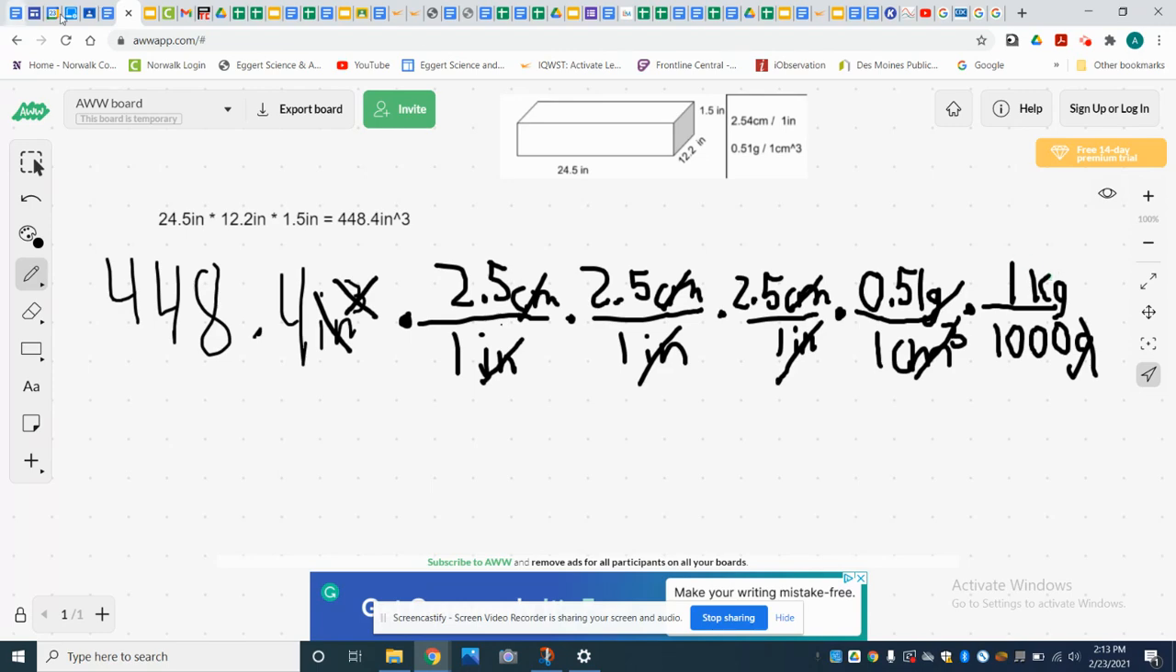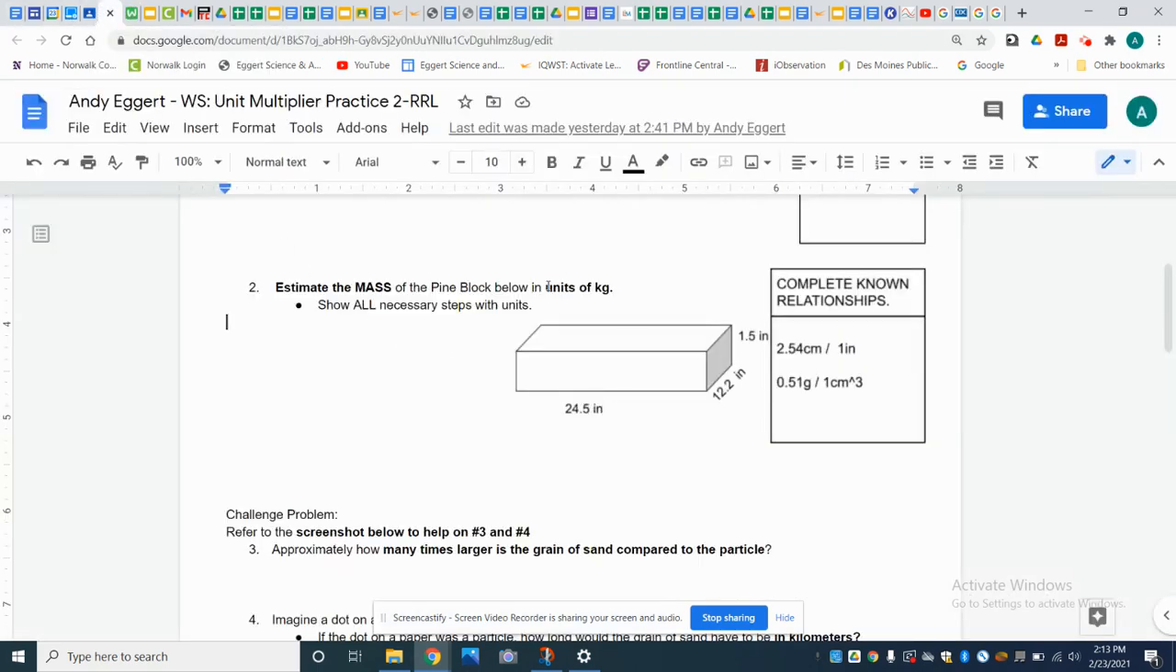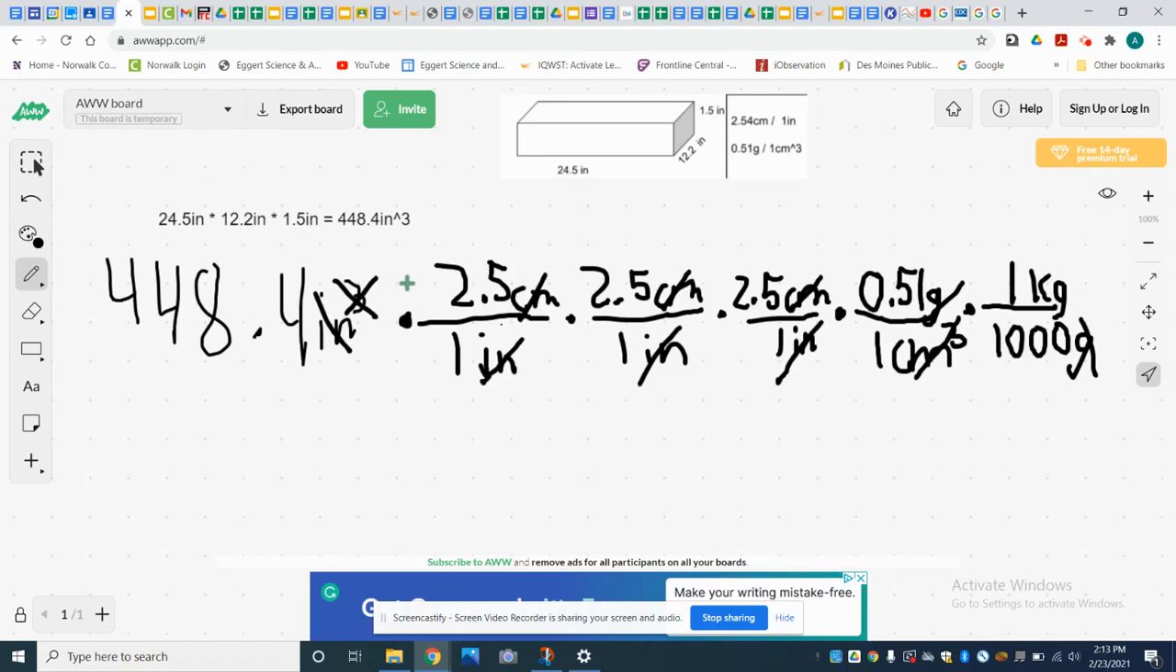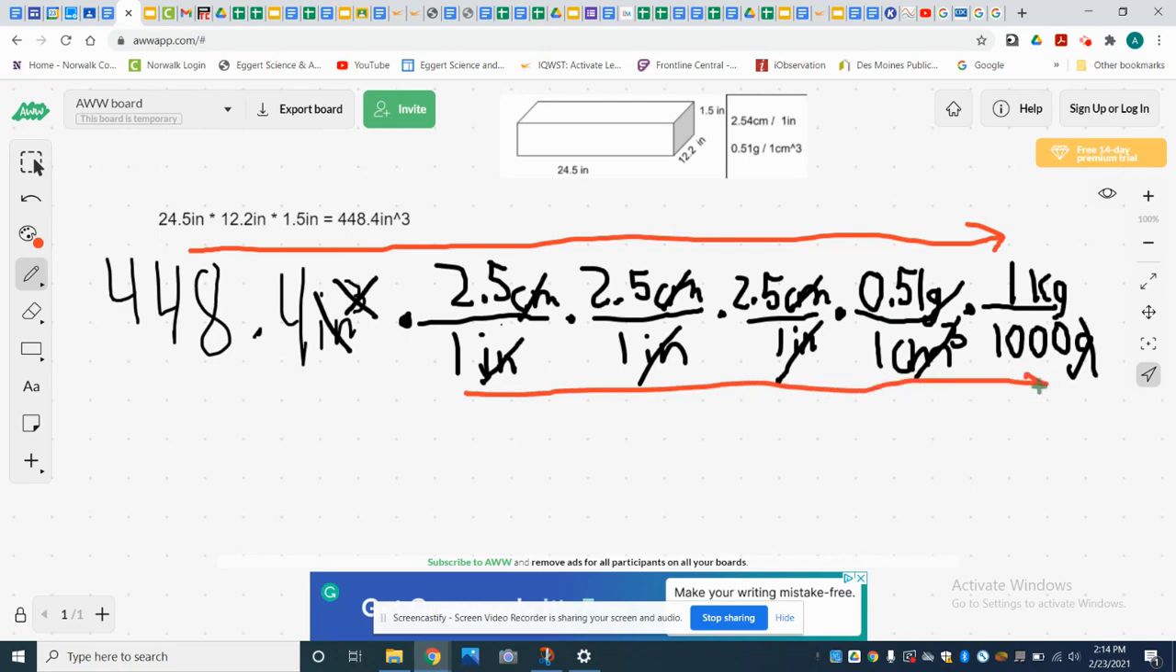If you guys go back to the problem, we wanted units of kilograms for mass. We can now execute the mathematics. So remember, when you multiply these, you multiply the 448.4 all the way across the top of these numerators. And then you multiply just the bottom denominators all the way across and simplify. Do not bring the 448 to the denominator. Do not multiply 448 times 1.